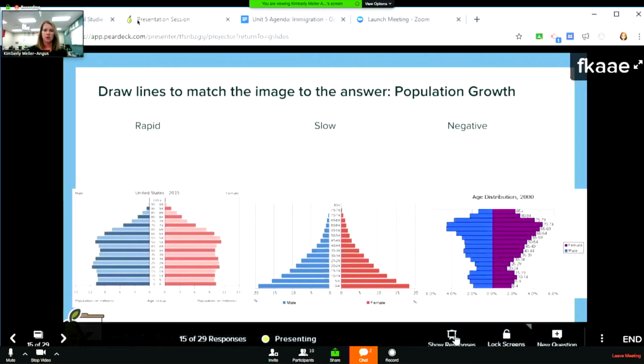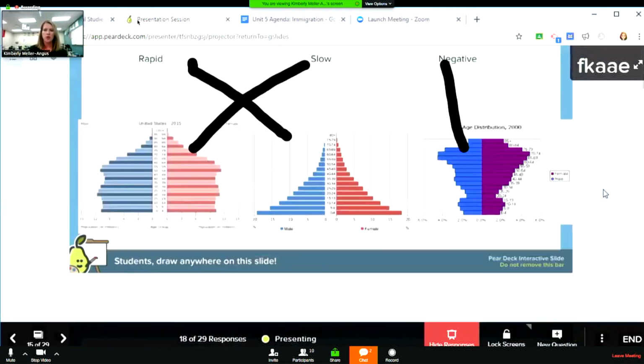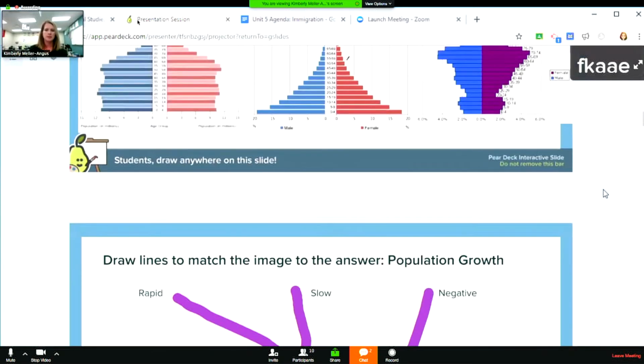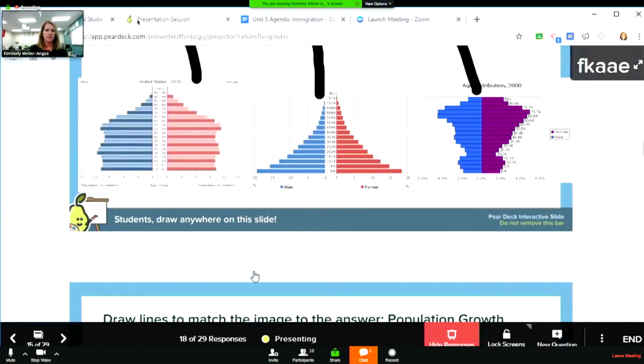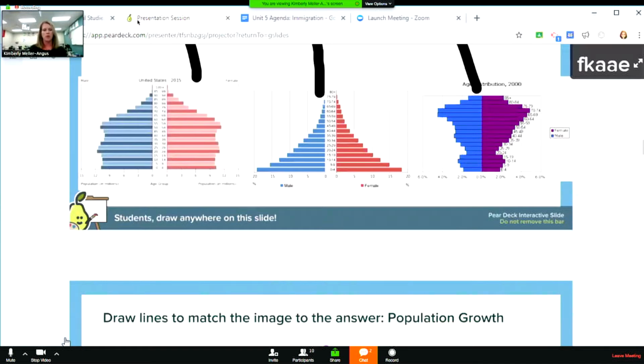So I'll show some of these responses. I can do kind of a quick scroll through to see what the class has said before we go on. And for this unit, we do a lot more drawing and things like that to show population growth. So I found that Pear Deck worked pretty well.